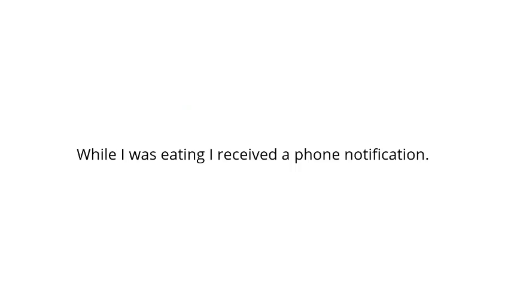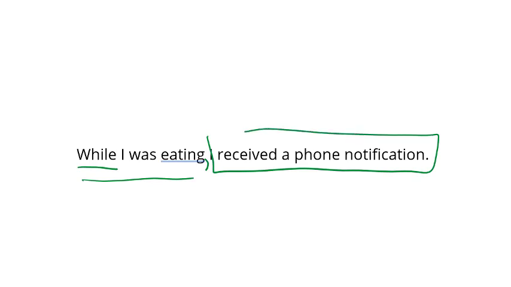"While I was eating, I received a phone notification." So here, again, we have another keyword. The word while is a pretty good indication. And then as you can see here, we need to put the comma after. So while I was eating, I received a phone notification. So here we have our complete sentence, "I received a phone notification." And then this answers the question of when that occurred. So again, it gives us added information.